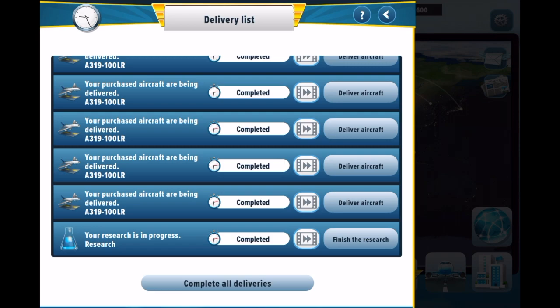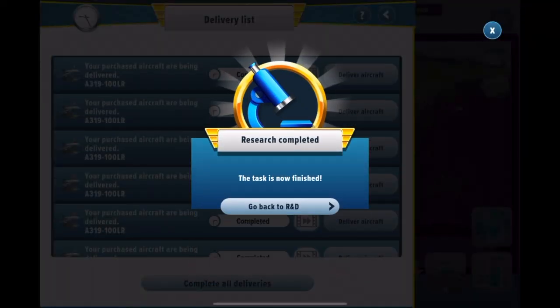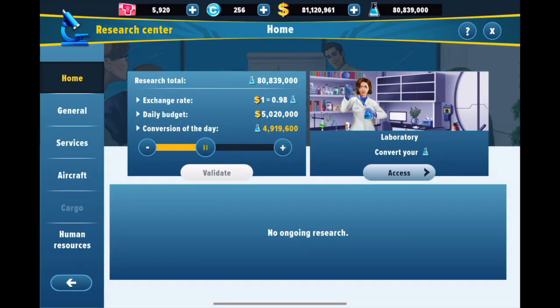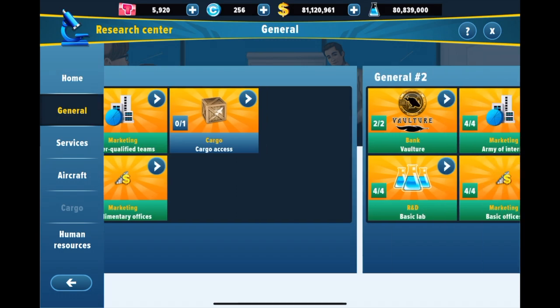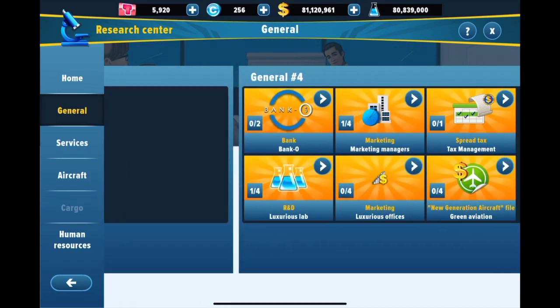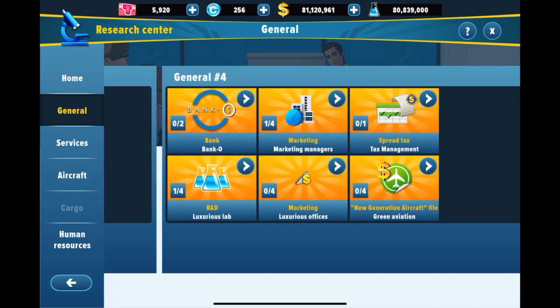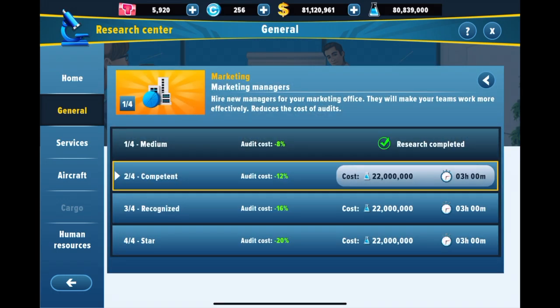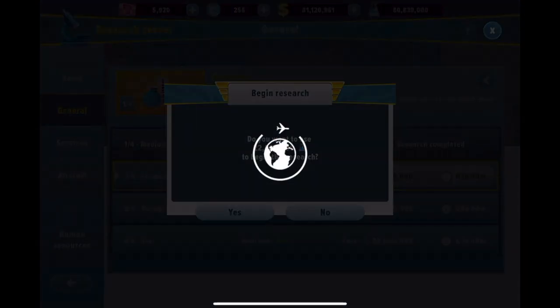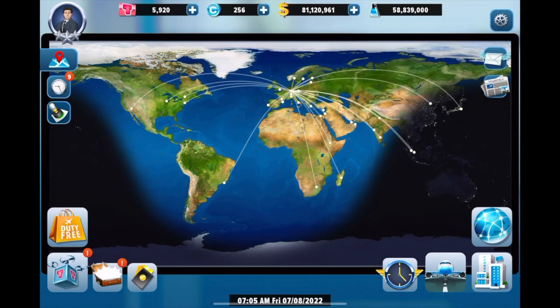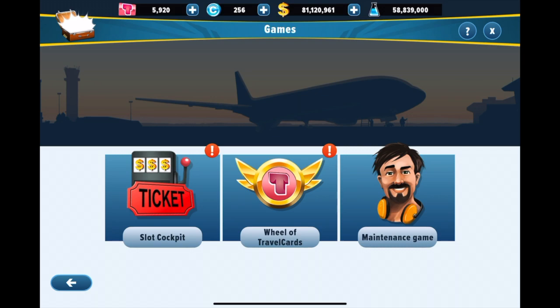Since I bought the pack from the workshop, I was able to complete a certain research in the general category. I think it was the fourth stage here. I found it affordable. The marketing part here. Next is this one, so I will just schedule this one as well to be performed. All right. I am yet to collect my gifts today, so let's do that.